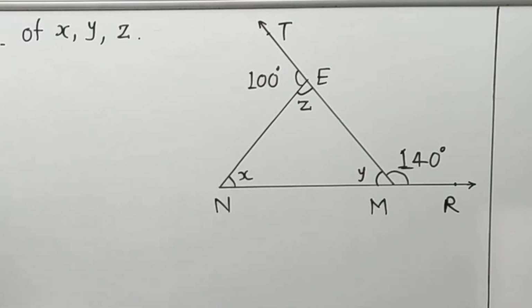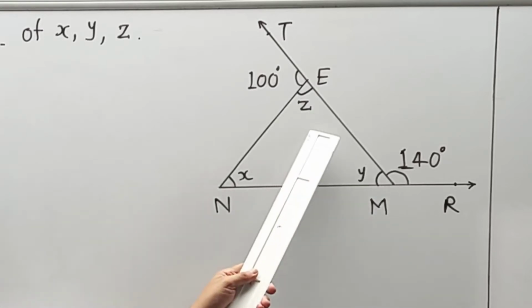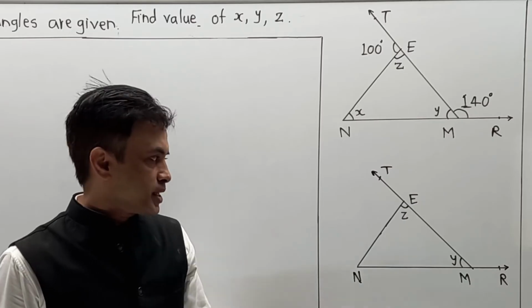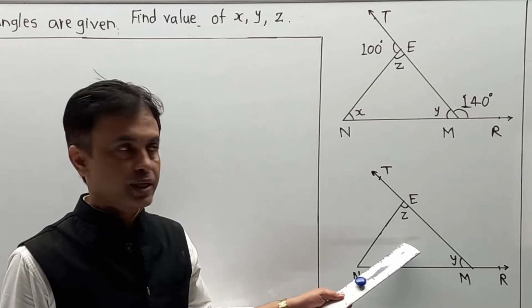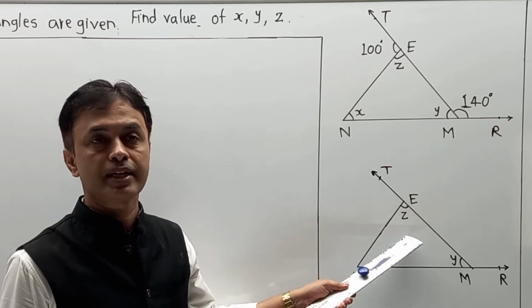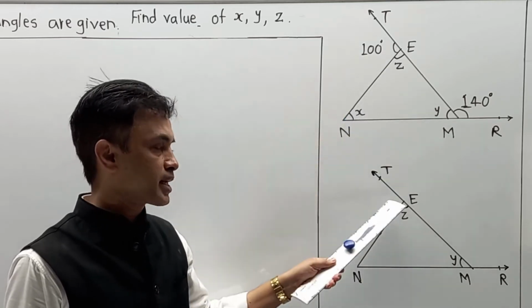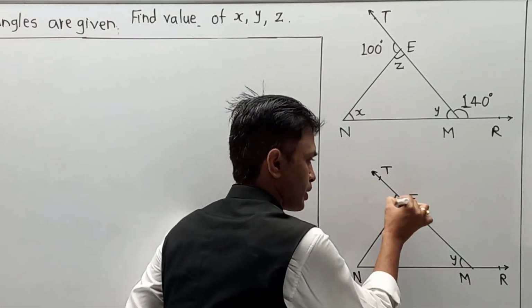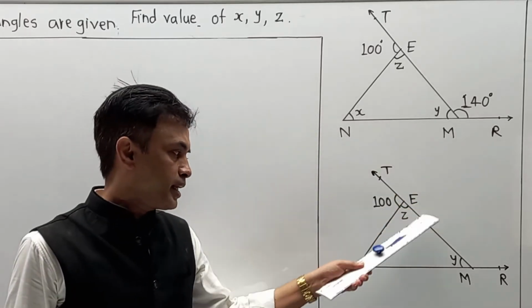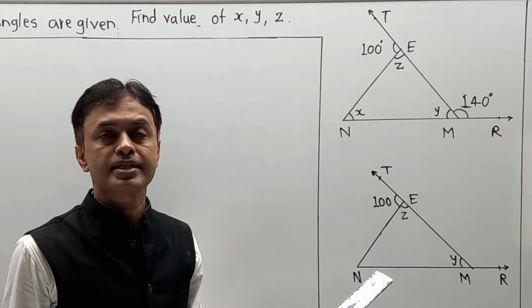But writing and nomenclature are most important. Understanding this triangle in terms of exterior angles is also important, so I'm going to draw some breakup of the diagram so that you can easily understand. Starting from this condition, first of all we are going to find either the value of Y or Z. I'm going to start with Z first. They have given this angle as 100 degrees, and I'm going to indicate this value here: 100 degrees. It means angle TEN, which is the exterior angle, is 100 degrees.